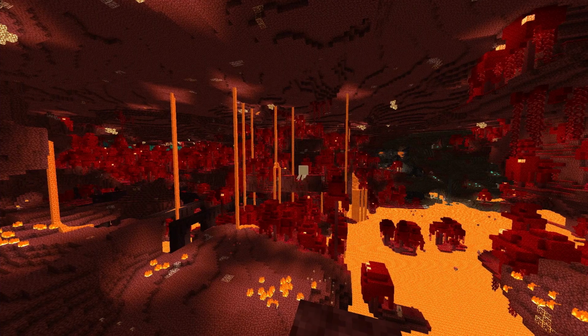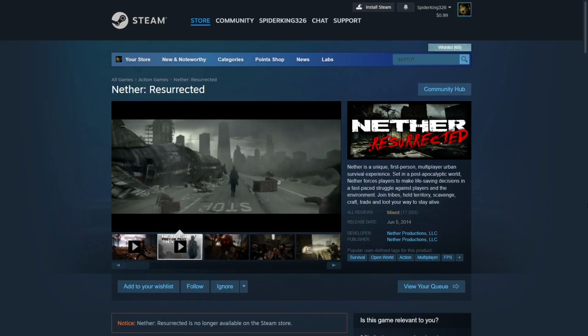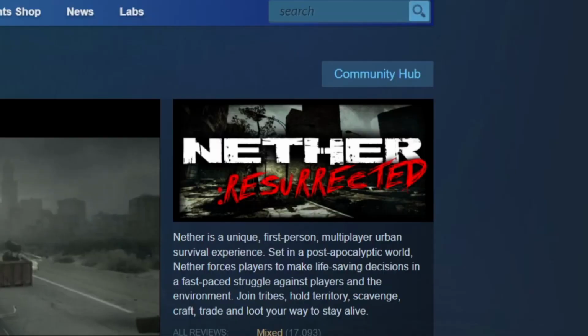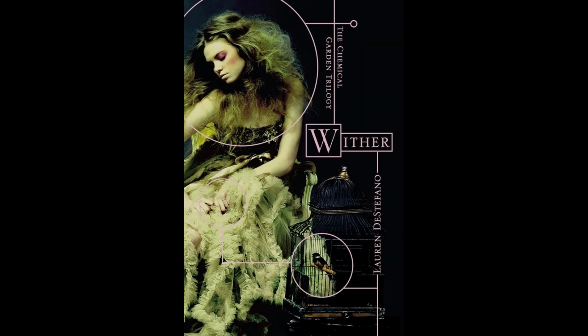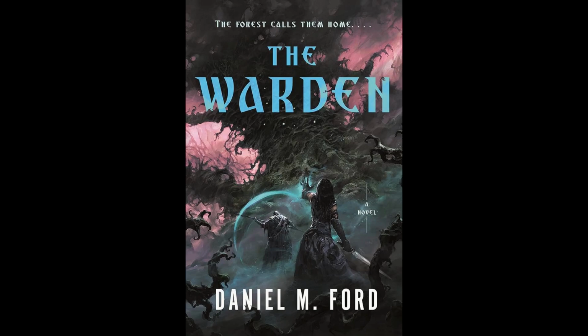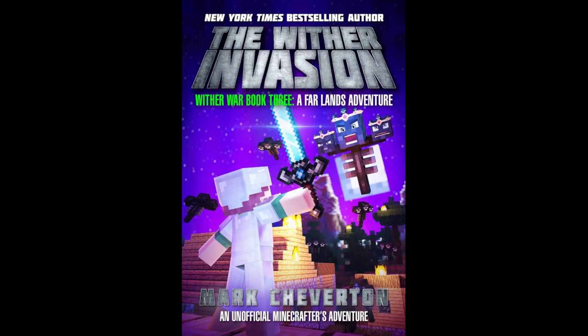It's actually the Nether. But no, the Nether has less points than the Wither, because of a stupid Steam game called Nether Resurrected that you can't even play anymore. Speaking of which, the image that ended the Wither streak is not even that interesting. It's just a book, the same way the Warden got out. And also, why would I read this book about Wither when I could read this book?